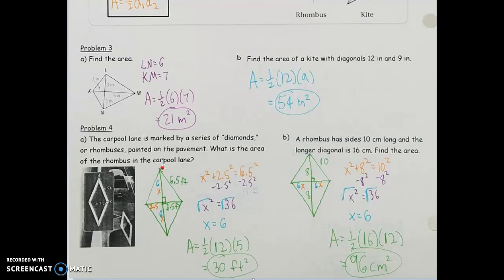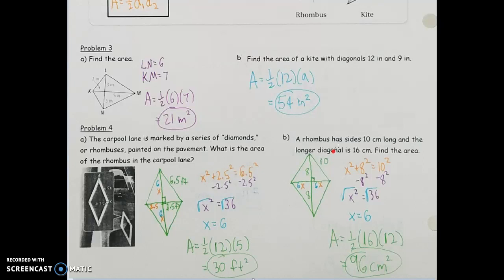So now I know that half of that diagonal length is 6. That means the entire diagonal going from top to bottom should be a length of 12. If I go back to my area formula, the area of that rhombus is going to be 1/2 times one diagonal, which is the one we just found, 12 going up and down, times the other diagonal, the one going left and right, that was 5. So 1/2 diagonal times diagonal gives us an area of 30 square feet.